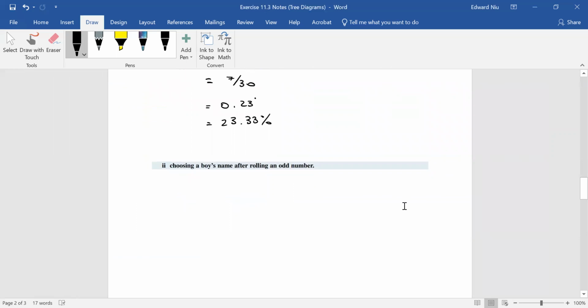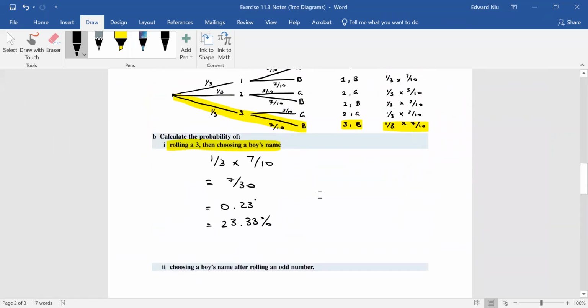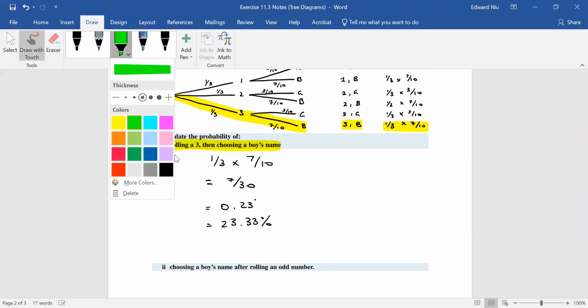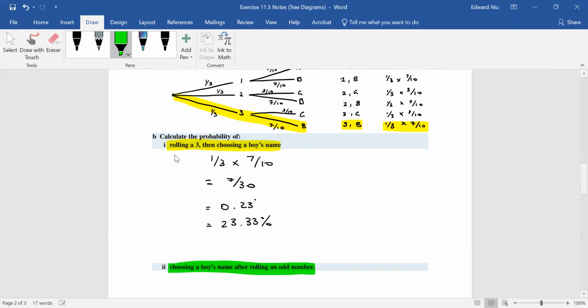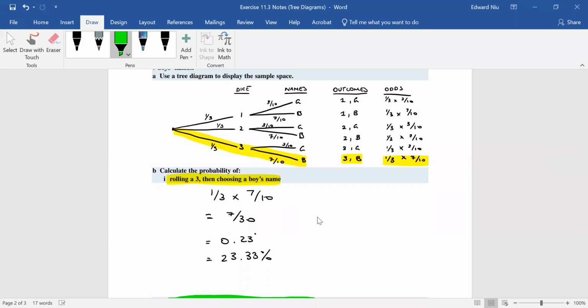Choosing a boy's name after rolling an odd number. Alrighty. So let's do this one in green. Choosing a boy's name after rolling an odd number. Okay, so it'll be this one because 1 is odd. We've got boys. It'll be this one as well, because 3 is also odd and we get a boy's name.